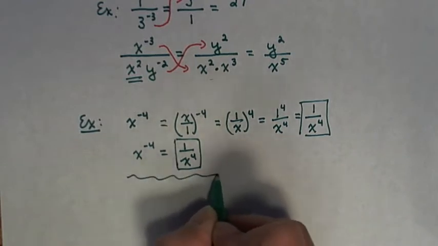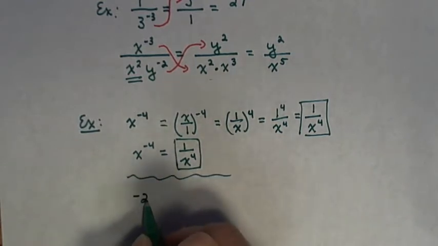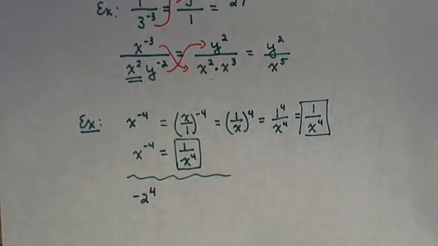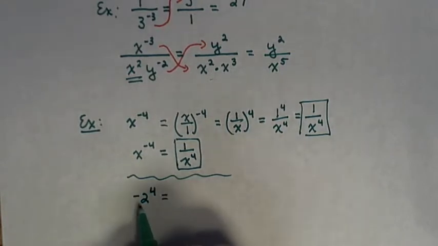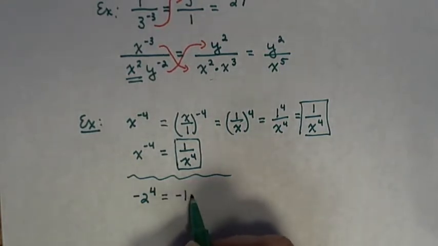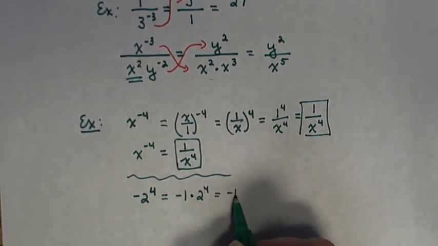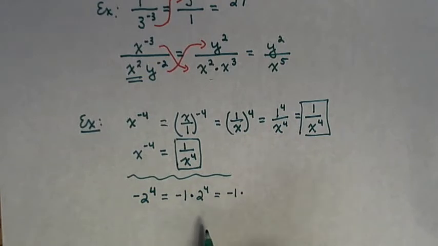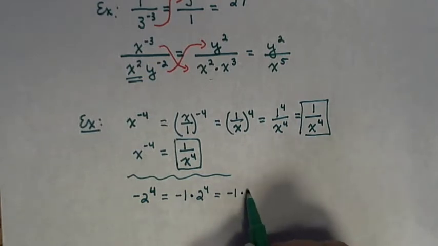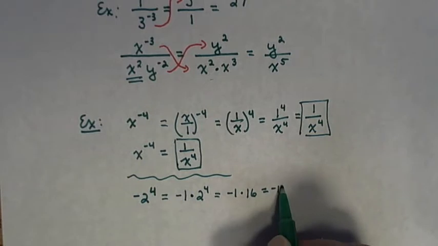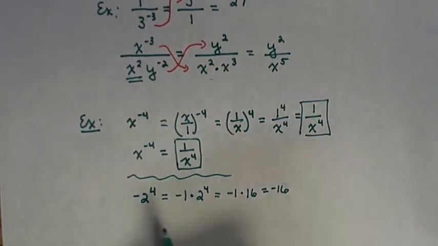Suppose that I had negative 2 raised, or the opposite of 2 raised to the 4th. Now if I write it this way, it is actually going to be the opposite of 2 raised to the 4th. We talked about this one in the last video. You want to think about this as being a negative 1 times 2 to the 4th, which is negative 1 times, now 2 to the 4th. I can multiply that out. That's 16, and that becomes negative 16.